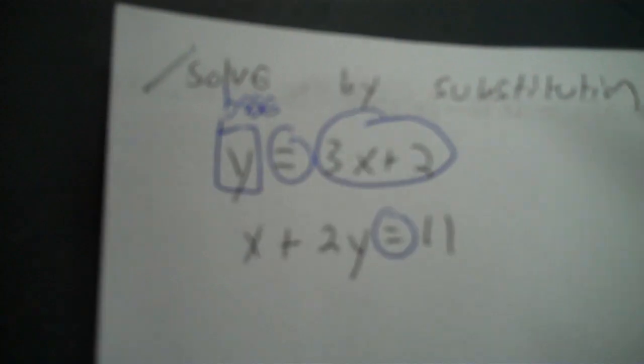Now, write your other equation, the non-base. x plus 2y equals 11. Now you guys got to know where to put the parentheses. It's with the y, because that's the base. Okay?